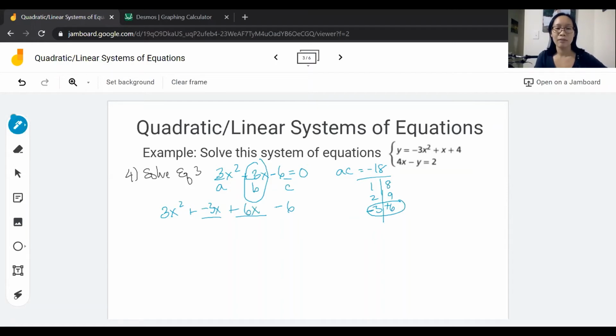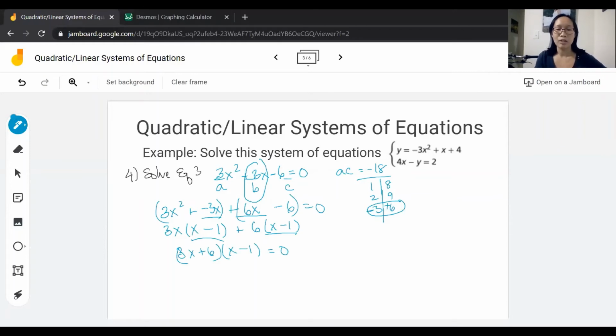From there, I can factor out the GCF of each group. In my first group, my GCF is 3x, and I am left with an x minus 1. In my second group, my GCF is 6, and I am left with x minus 1. Since my terms in parentheses are identical, I can continue, so 3x plus 6 and x minus 1 are equal to 0.